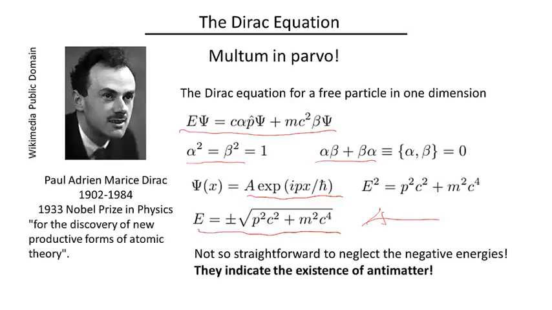So there's nothing in the mathematics that says you can exclude the negative energy solutions, like there is in the non-relativistic Schrödinger equation. And these indicate the existence of antimatter. That is, these negative energy solutions have been found to be associated with the existence of antiparticles that are apparently present for all particles.